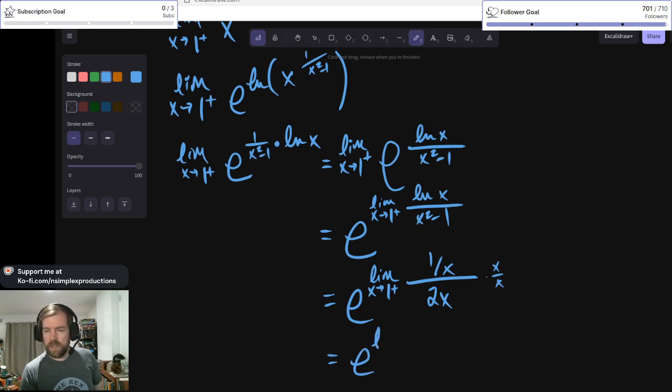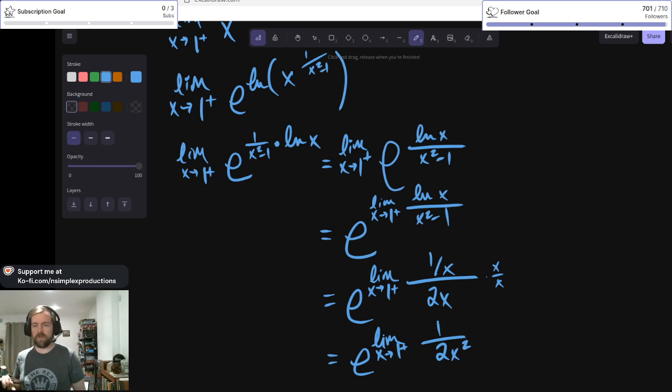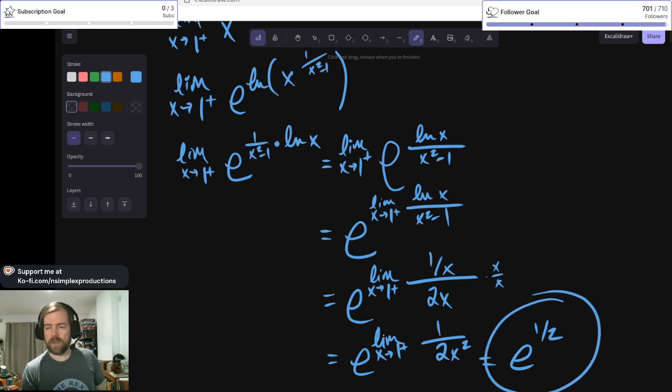Okay, this means we get e to the limit as x goes to 1 from the positive direction of 1 over 2x squared. As x goes to 1, there is no difference from the positive or negative direction for this particular function, a quadratic. Right? 2x squared, it's going to the same value. So this is going to end up being 1 squared is 1 times 2 is 2, so that's 1/2, which makes this e to the 1/2. Square root of e.